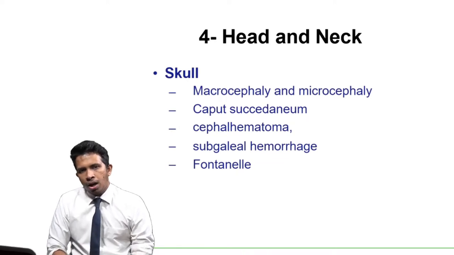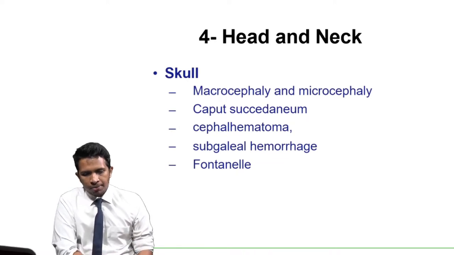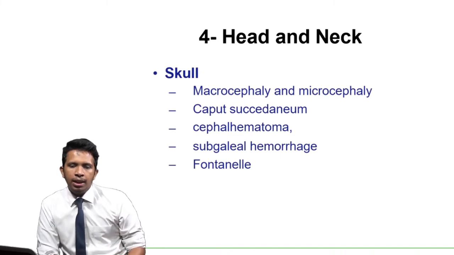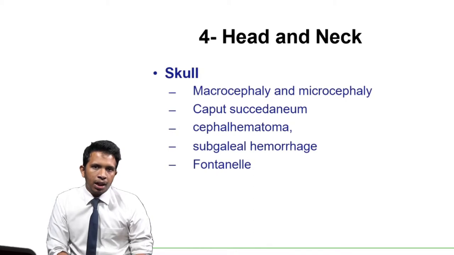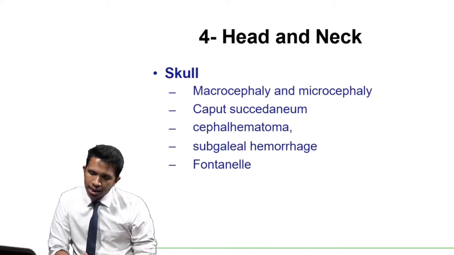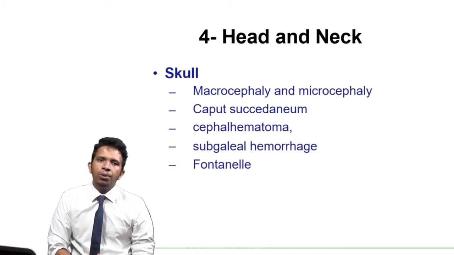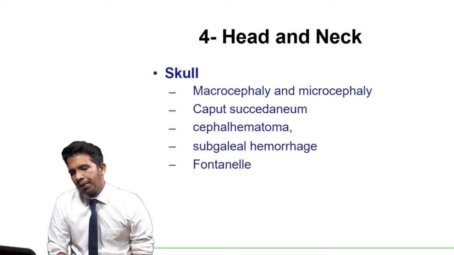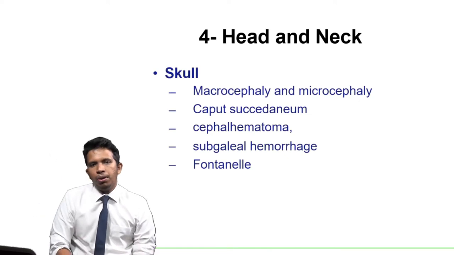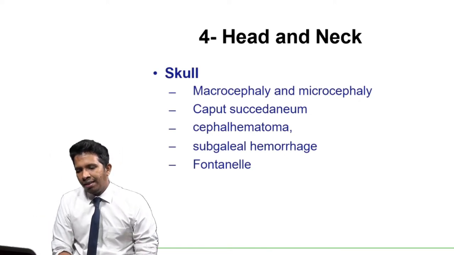Head and neck. So after we had our measurements, then we looked at the general appearance of the child, the color of the child, then we looked at the skin, how the skin appears, and then we look for any rashes. Now we are going to go straight into the head and neck. Head to toe examination begins with the head. So the skull, what we are going to be looking at is any deformities in the skull.